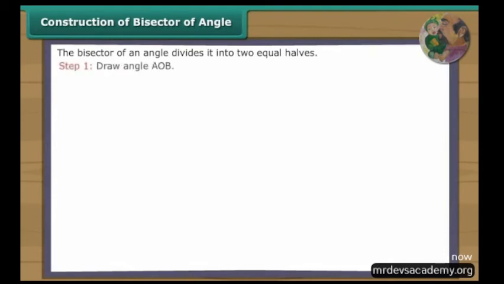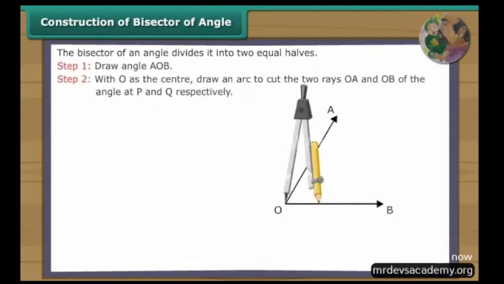Construction of bisector of angle. The bisector of an angle divides it into 2 equal halves. Let us learn to construct an angle bisector. Draw angle AOB. With O as the center, draw an arc to cut the two rays OA and OB of the angle at P and Q respectively.